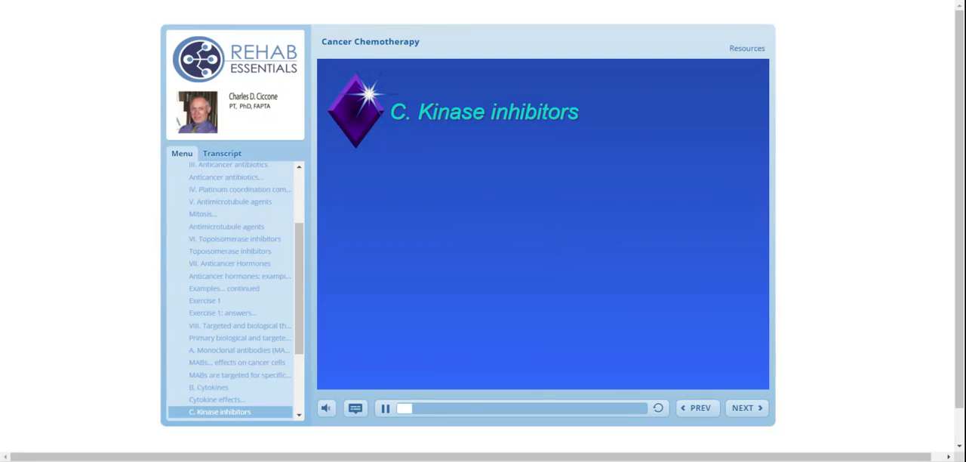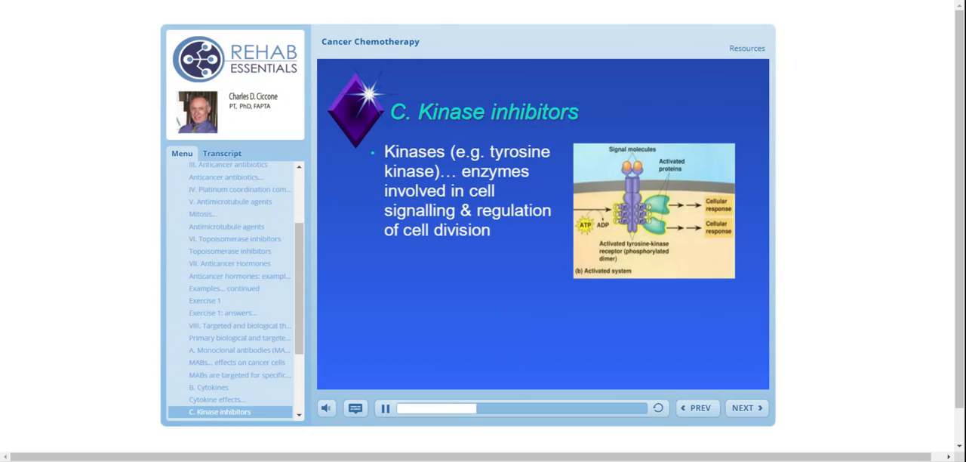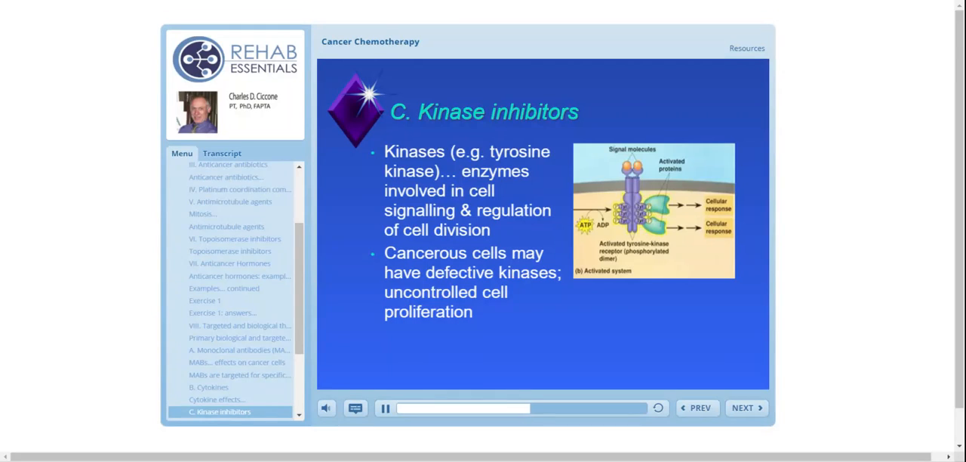Our third biological strategy involves an important enzyme called the kinase, or tyrosine kinases. These kinases are enzymes that are involved in cell signaling and regulation of cell division. Now, clearly something has gone wrong in the cancerous cells. They may have defective kinases that lead to uncontrolled and rapid cell division and proliferation.